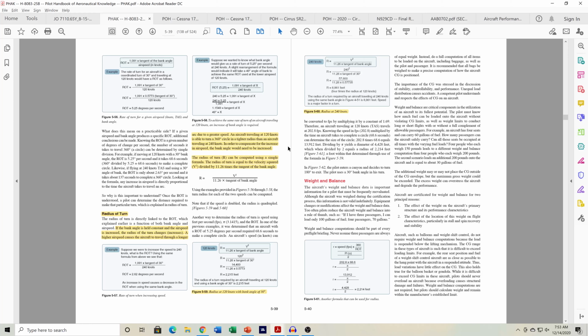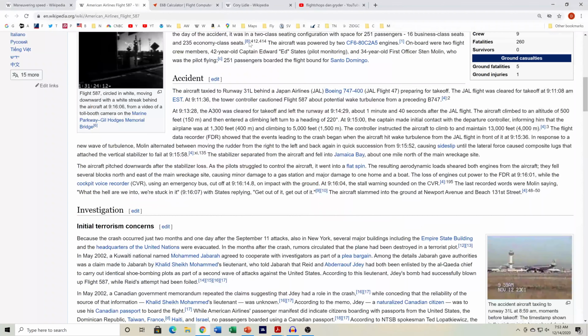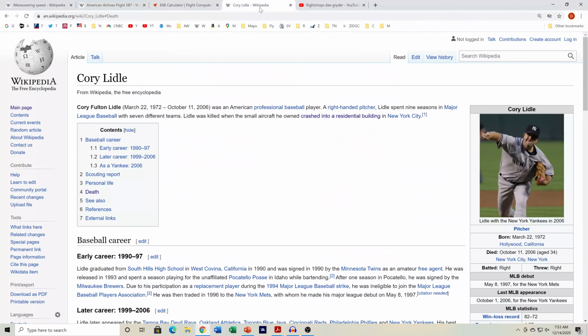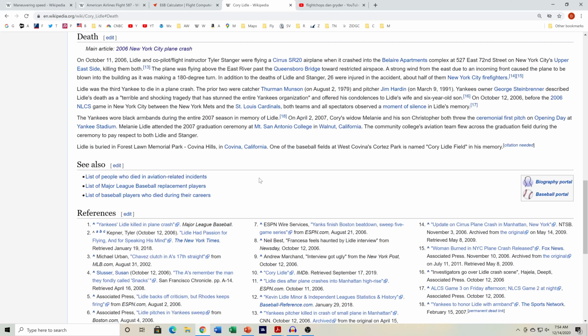So let's switch gears a little bit, and we're going to leverage a tragedy that happened back in 2006, also in New York City. Some of you may be familiar with the plane crash that killed New York Yankees pitcher Corey Lidle. The Wikipedia article says Lidle was killed when the small aircraft he owned crashed into a residential building in New York City. It was a Cirrus SR-20. It says that on October 11, 2006, Lidle and his co-pilot/flight instructor were flying a Cirrus SR-20. It crashed into some apartments on New York's Upper East Side, killing them both.